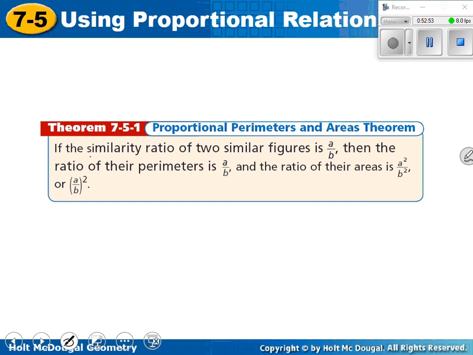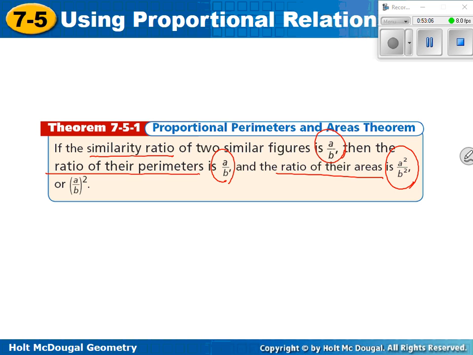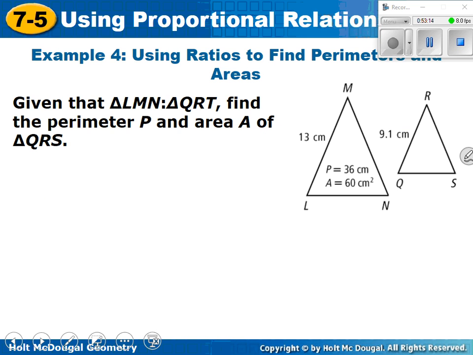If the similarity ratio is A to B, then the ratio of the perimeters is A to B, and the ratio of the areas will be A squared to B squared. Okay, what I'm going to ask you to be able to do is I'm going to give you a picture like this next example where they do not give you enough information to calculate the perimeter or the area. When you look at triangle QRS, there's a typo here. This should be an S.